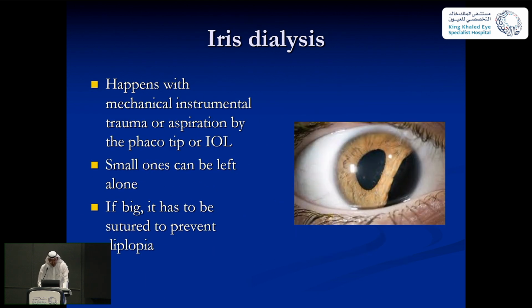Iris dialysis can happen with mechanical instrumentation. With the phaco probe, you can aspirate the iris, and you can detach it from the iris root with the phaco tip or the IOL. This is mostly with ECCE lenses that are PMMA, and with the insertion, sometimes we can sever the iris. The small ones can be left alone, especially if they are superior, they are covered by the lid, and can be regarded as a peripheral iridotomy. But if it is big, it has to be sutured to the sclera to avoid the monocular diplopia that can arise.